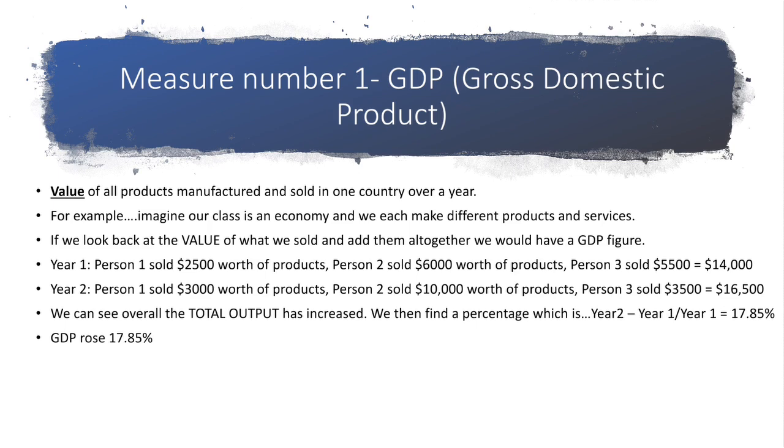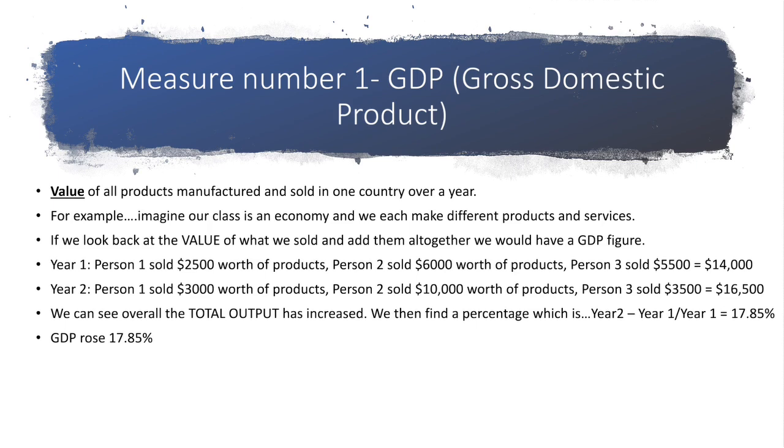The GDP is actually measured as a percentage. So now we just find the percentage difference, and the formula is year two minus year one divided by year one. So 16,500 minus 14,000 divided by 14,000 gives us 17.85%. So we would say GDP rose 17.85%.